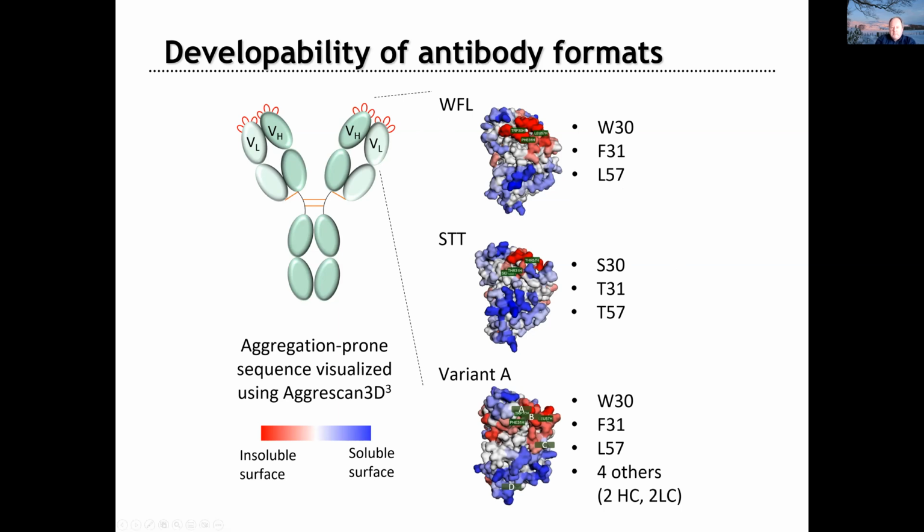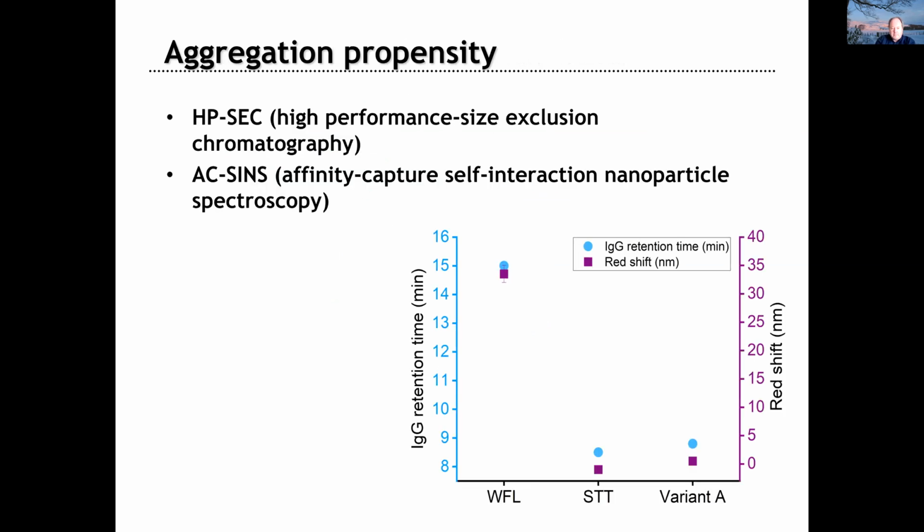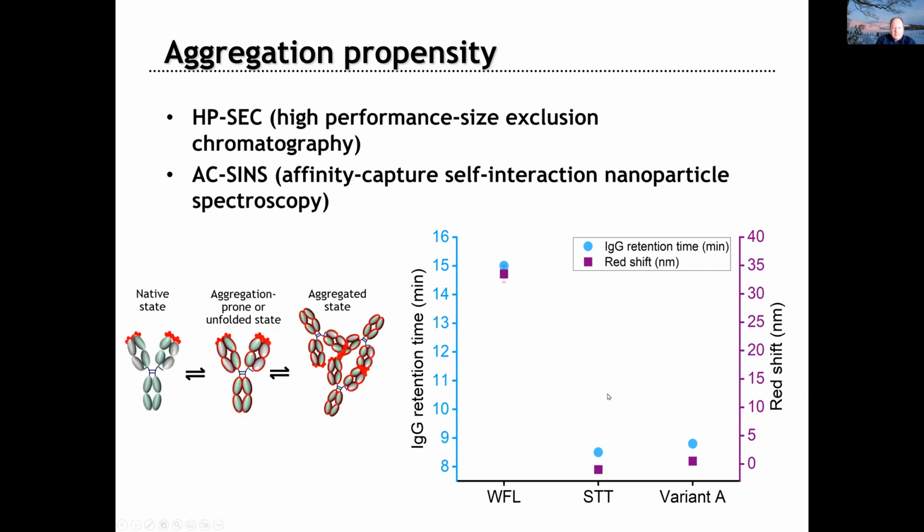Even though we still have some hydrophobicity here, they're great examples for basically having switched an antibody from easy to aggregate to hard to aggregate while preserving the function. But we want to understand the biophysical basis of this. So just to prove that this is really working in HPSEC and in a technique which is used a lot, self-interaction nanoparticle spectroscopy, where you look at particle formation. If you just focus on the first 2, you can see WFL is not great, and STT really shows very little tendency to aggregate.